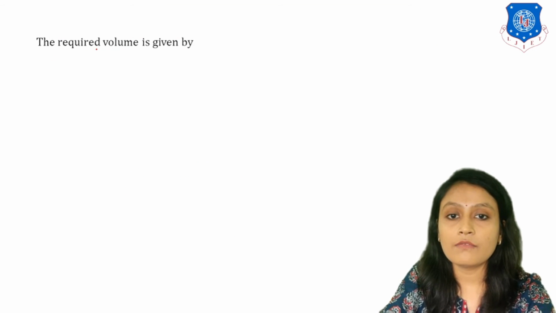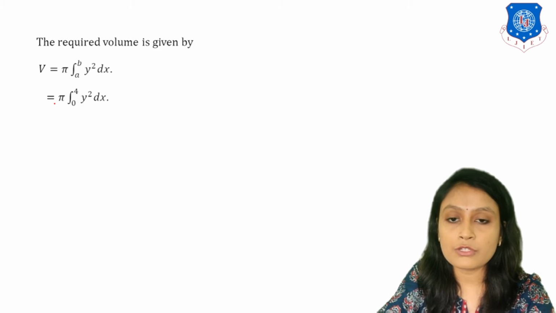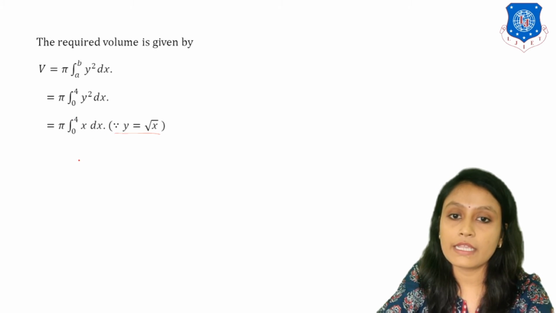Now we will find the volume. It is given by the formula V equals pi integration a to b y square dx. Now the limits of x are 0 to 4. So here we have pi integration 0 to 4 y square dx, right? Now we know y equals under root x, so y square equals x. So we have V equals pi integration 0 to 4 x dx. Integrate it, so you will get x square by 2, and the limits are 0 to 4. Substitute the limit, so you will get pi into 8 minus 0. Simplify, so you will get the answer of volume as 8 pi.